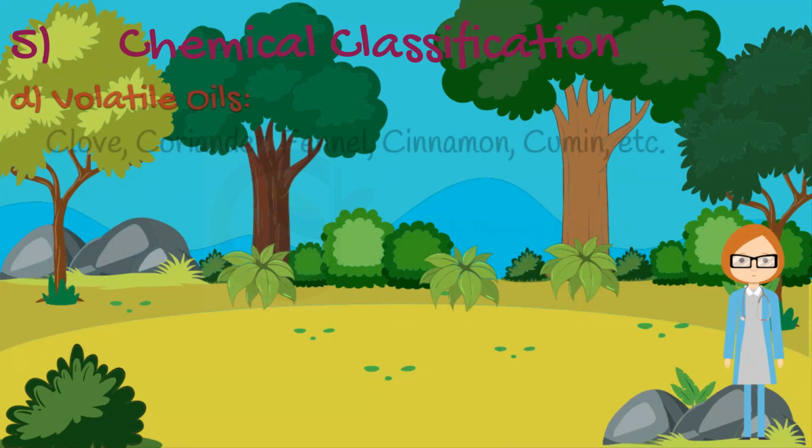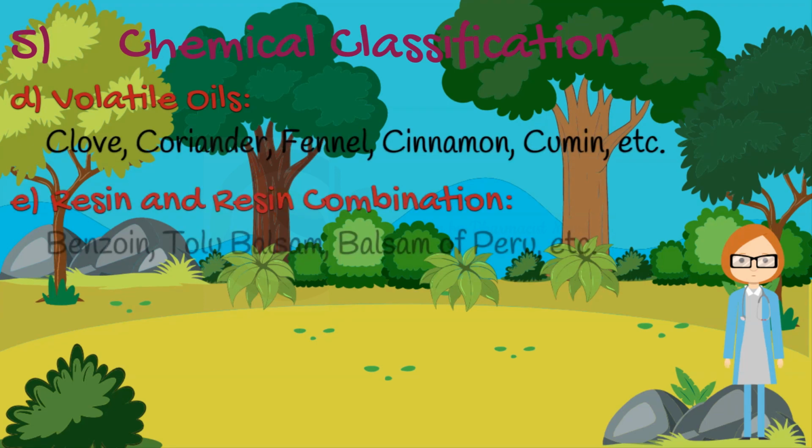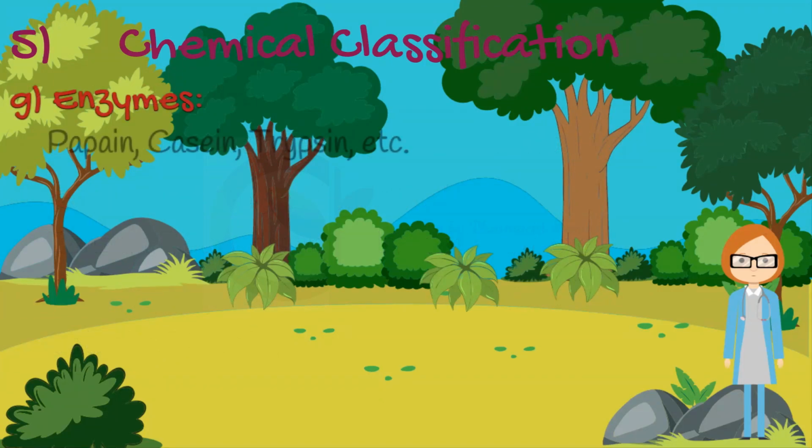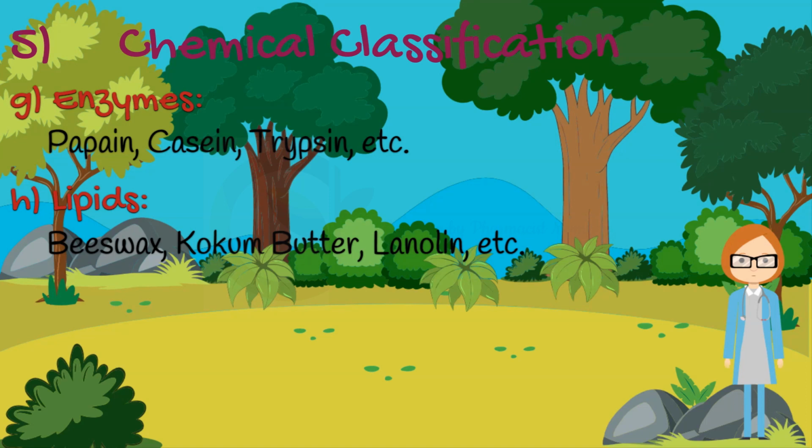Fourth group includes volatile oils. For example, clove, coriander, fennel, cinnamon, cumin, etc. Fifth group incorporates resin and resin combination, such as benzoin, tolu balsam, balsam of Peru, etc. Sixth group integrates tannins. For example, catechu, tea, etc. Seventh group fit in enzymes. For example, papain, casein, trypsin, etc. Eighth group contains lipids. For example, beeswax, cocoa butter, lanolin, etc.